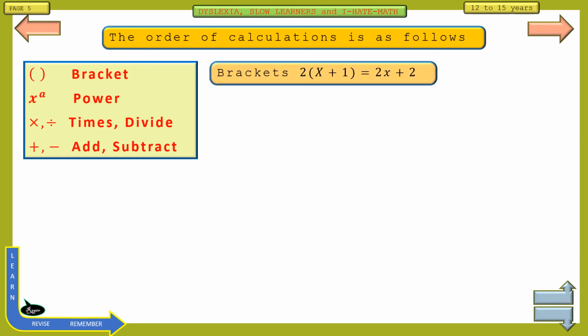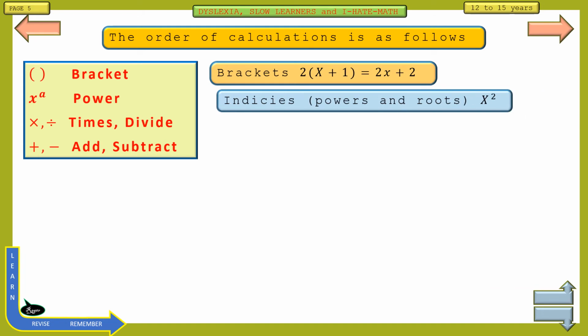This is an example of brackets. We have 2 times (x plus 1). Now that equals 2x plus 2. Indices, or powers and roots. Normally we have x squared or x cubed.